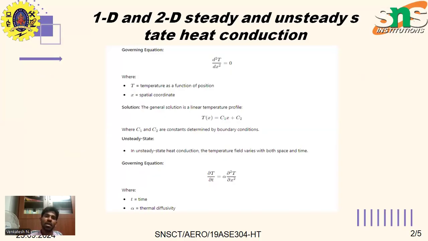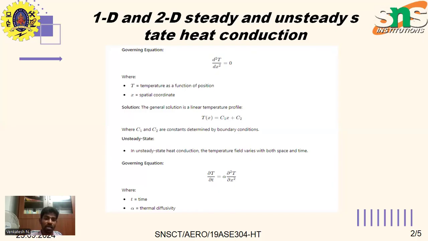The governing equation of one-dimensional heat conduction is d squared T by dx squared equals 0, where T is the temperature as a function of position and x is the spatial coordinate. The general solution of the governing equation is a linear temperature profile, T of x equals C1 x plus C2, where C1 and C2 are constants determined by boundary conditions.